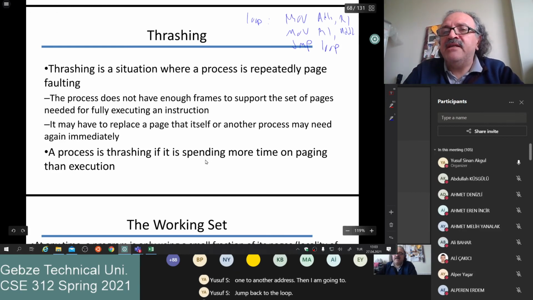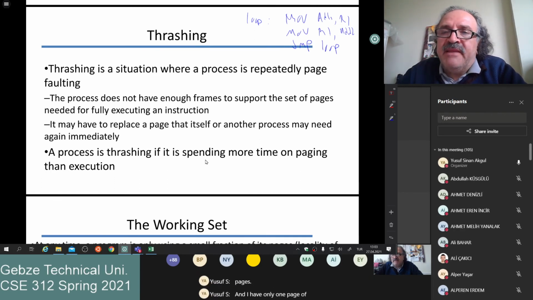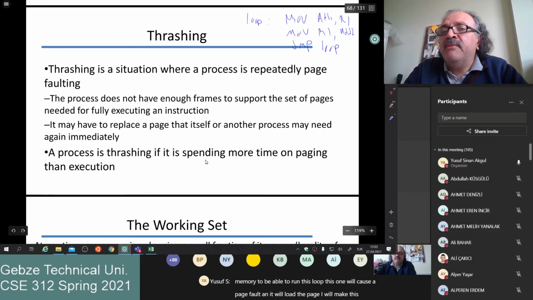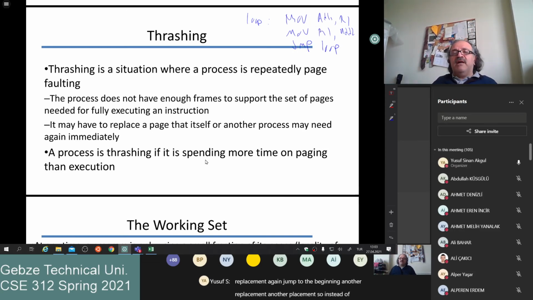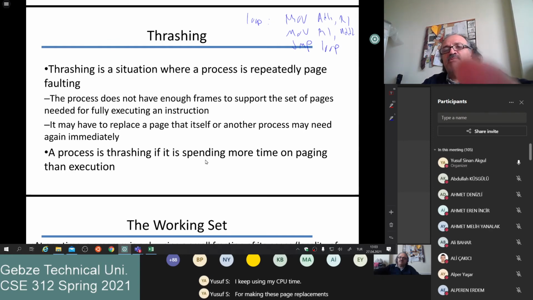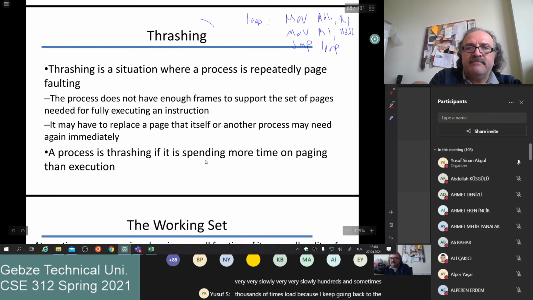If address 1 and address 2 are in two different pages, and I have only one page available to be replaced in my memory, then to run this loop, this instruction will cause a page fault, and this will load the page. I will make this move, but this one will cause another page fault, and I will make that replacement again. Jump to the beginning and another replacement. So instead of executing my just two lines of loop most of the time, I keep using my CPU time for making these page replacements. So this process runs very, very slowly, hundreds and sometimes thousands of times slower, because I keep going back to the disk. This is called thrashing.